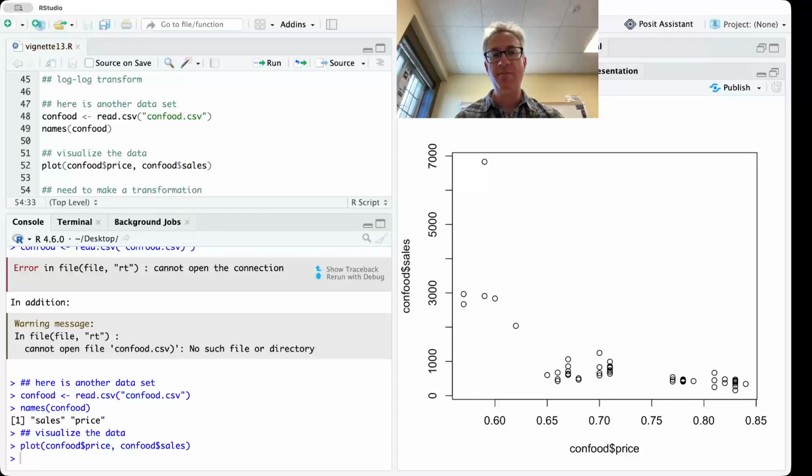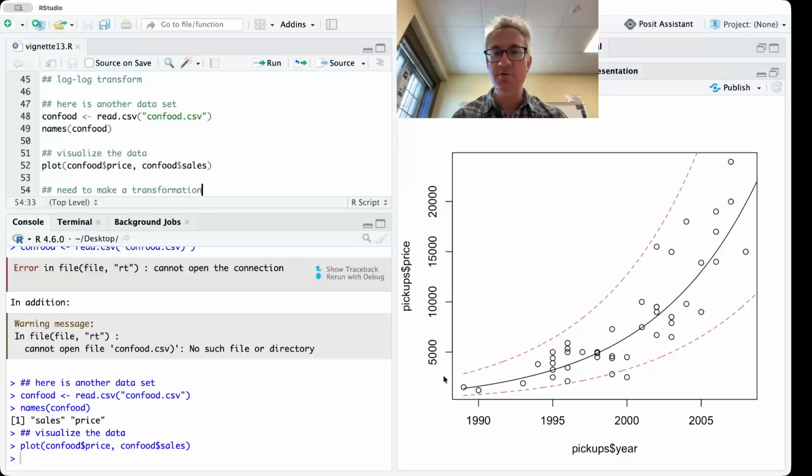Now before I talk about the log transform and why that makes sense, I want to go back to the pickups example. The transformation here, remember we transformed the y variable, which is on the y-axis, and we took the logarithm. The logarithm is a function that treats small numbers differently than large numbers.